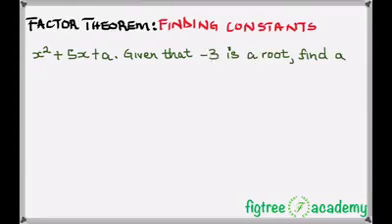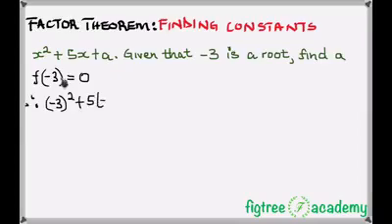So for a root, from the first lesson we learned that the function of a root gives us 0. Therefore the function of minus 3 will give us 0. Then we substitute minus 3 for x: minus 3 squared plus 5 times minus 3 plus a. We don't have a constant, or the constant is unknown, represented by a. It's equal to 0.